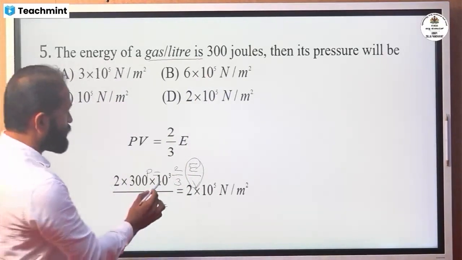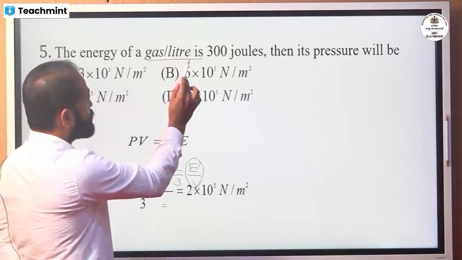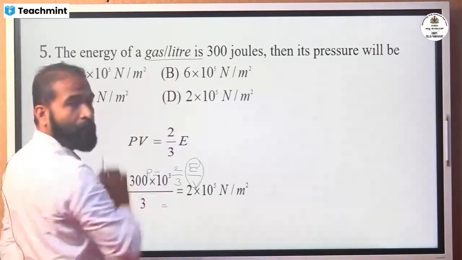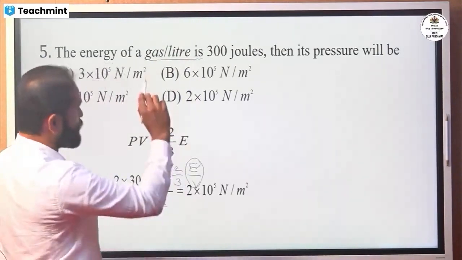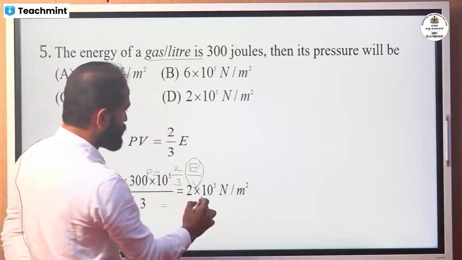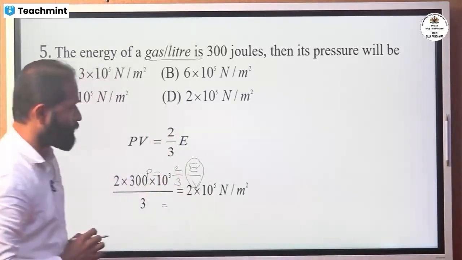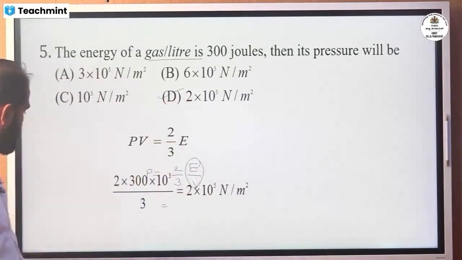And why is there a 10 to the power 3 here? It is given per liter. So 1 liter can be written equal to 10 to the power minus 3 meter cube. So when it comes to the numerator, it becomes 10 to the power plus 3. So that's why there's a plus 3. So finally, 2 into 10 to the power 5 Newton per meter square is the option. That gives us option D as the right option.